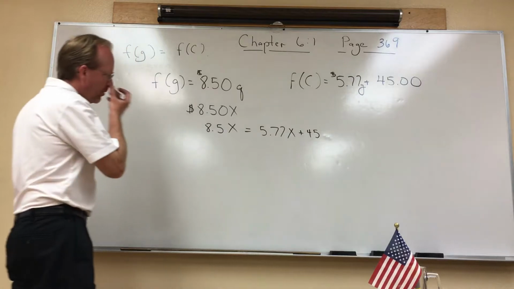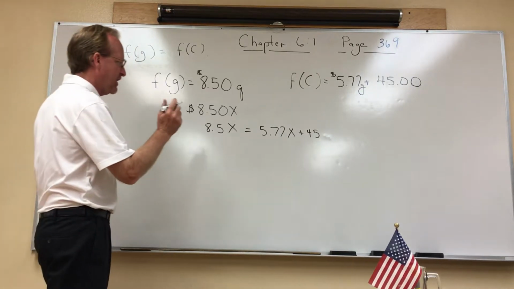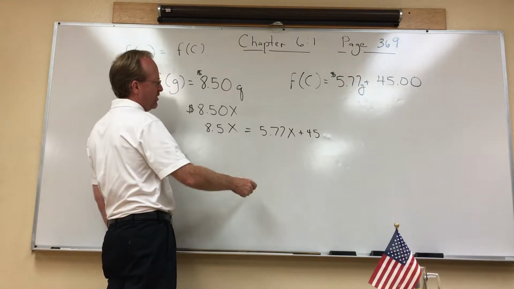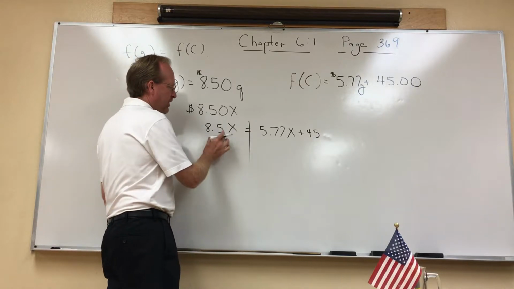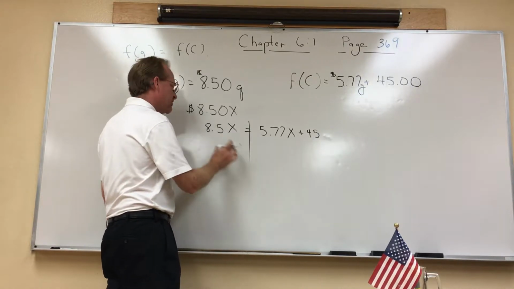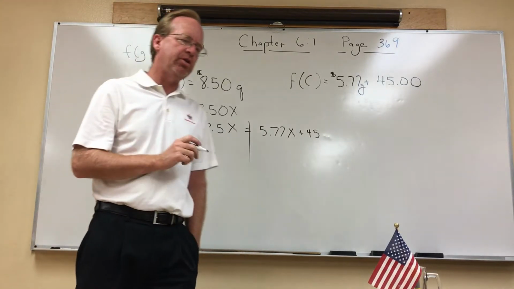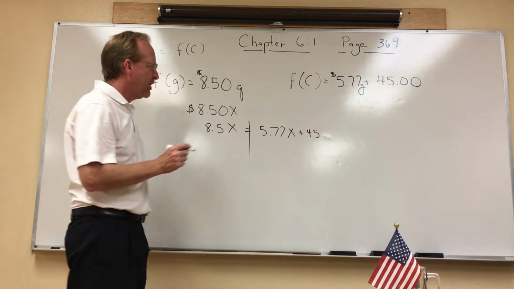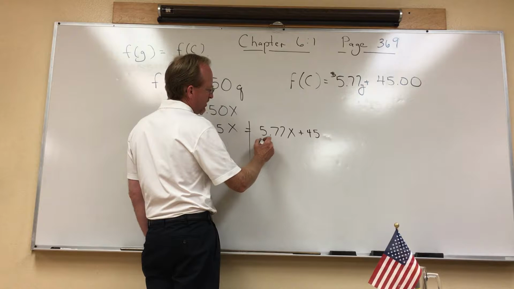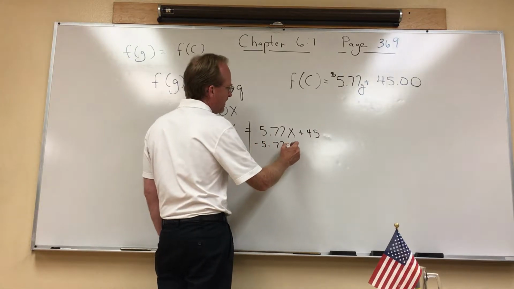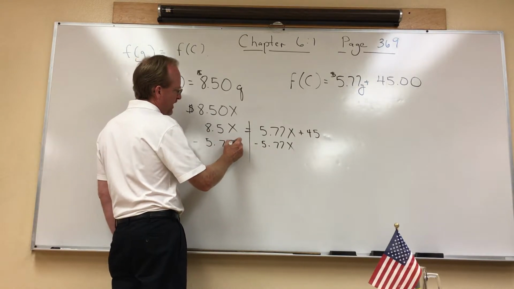Now, when you have a situation like this, what you can do is isolate the x's. In other words, get the x's on one side of the equation. You're allowed to subtract from this, or subtract from this, or add to this, or add to this, or multiply this, and multiply this. The only rule is if you do it to one side, you have to do it to the other. So here's what I'm going to do. I'd like to get the x's out of here and just have that 45 by itself. So I'm going to subtract 5.77x, and I'm going to come over here and subtract that.